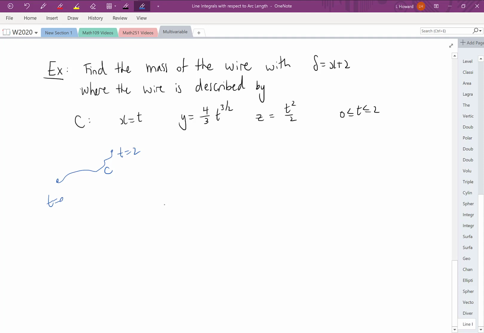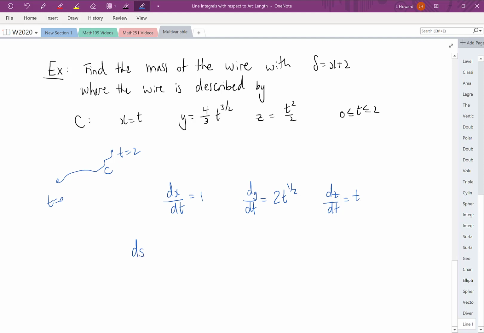So the first thing we're going to work towards here is coming up with a formula for ds. We're going to need that in order to set up the integral for the mass of the wire. So let's start by taking the derivatives of our different x, y, and z variables here, taking our derivatives with respect to t. So dx/dt is going to be 1. dy/dt, well, we would have 4/3 times 3/2 t to the 1/2. So let's just call that 2t to the 1/2. And dz/dt is going to be t.